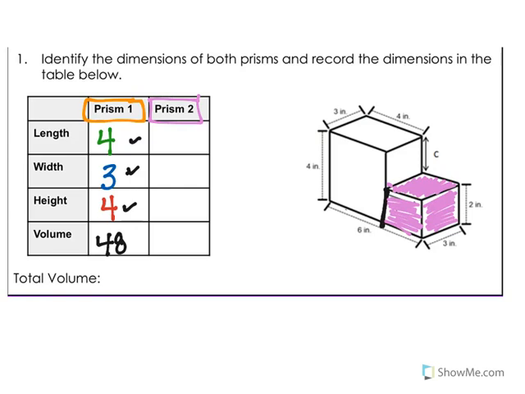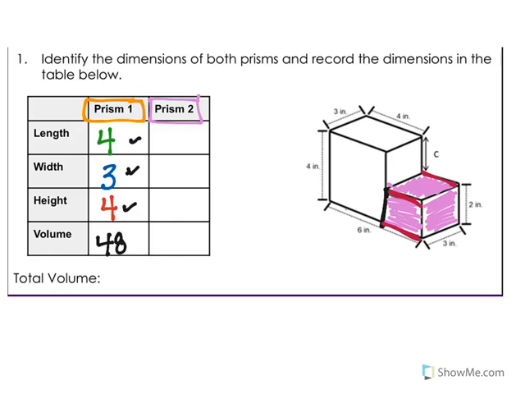Now we're going to find the length, width, and height of prism number 2, the pink one. So we're going to start by identifying the length. I know length is side to side. Here's the length, here's a length, and here's a length. Ooh, none of those are labeled.